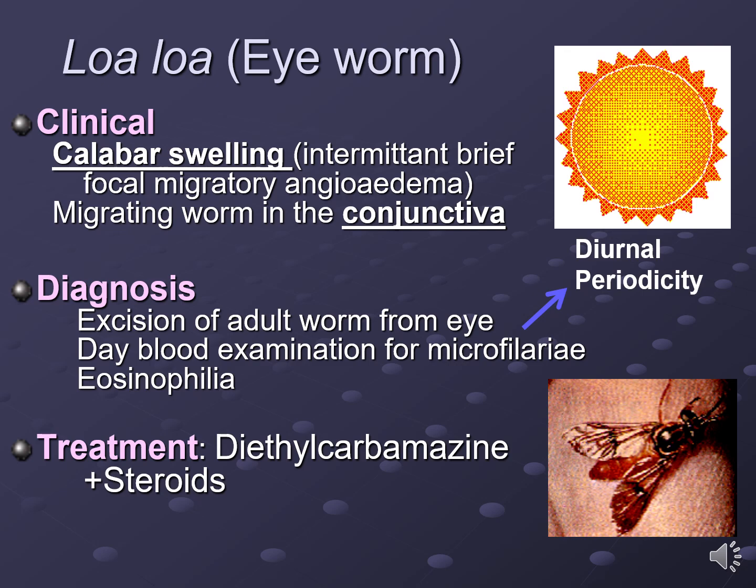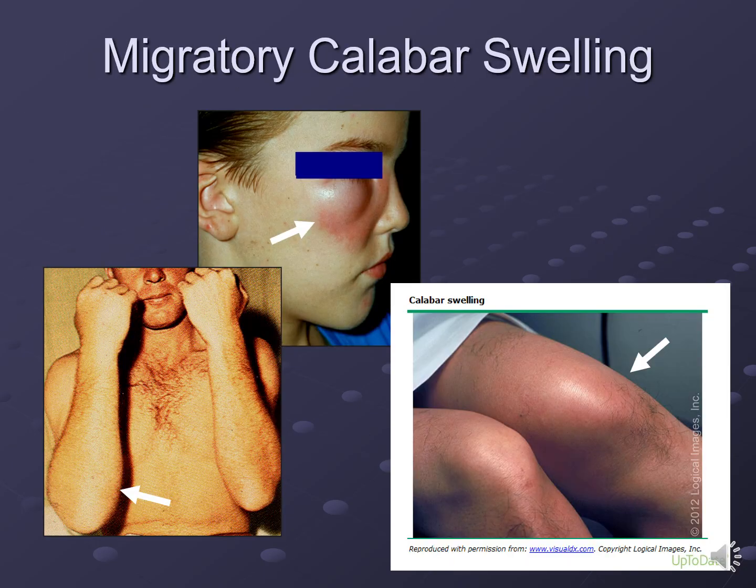The vector, which is the fly, is most active at daytime, and the larvae are usually deposited at daytime. So there is synchronization between the vector and the parasite, and that is the time to get the blood sample for examination. Now, why do you get it like that? Because you would suspect Loa, and you look for it. This is the way you look for it to diagnose it. Treatment: diethylcarbamazine and steroids as anti-inflammatories.